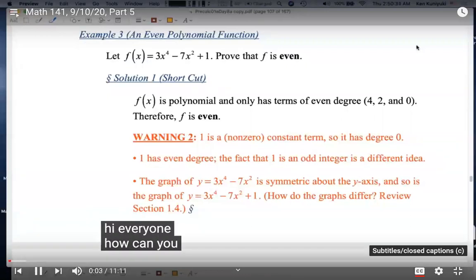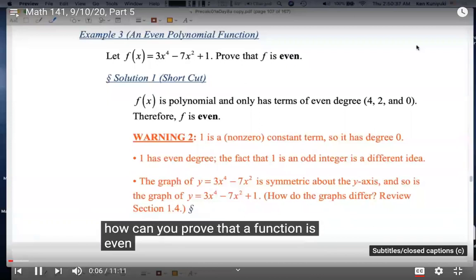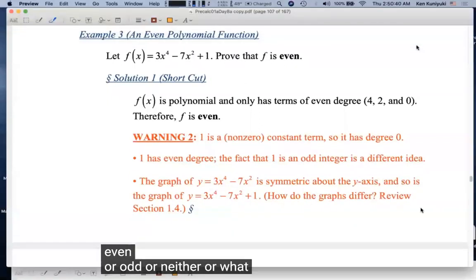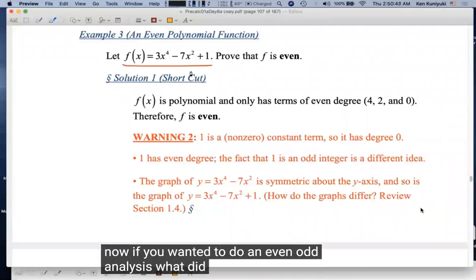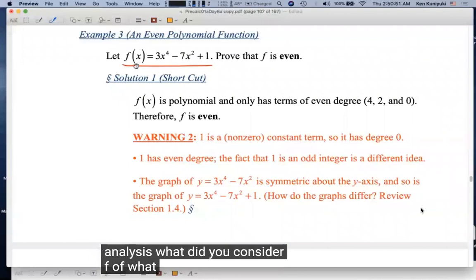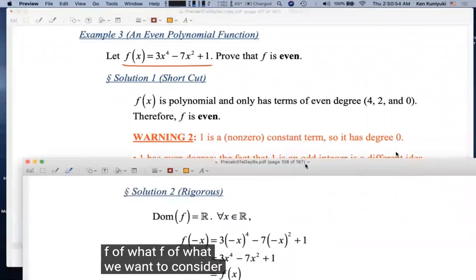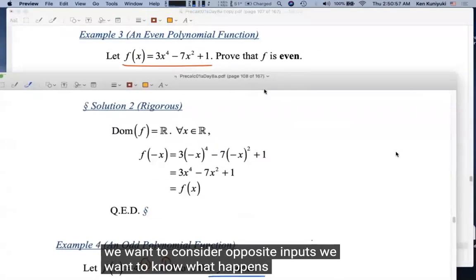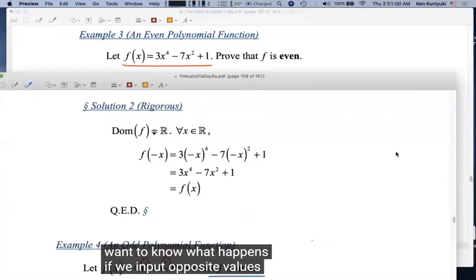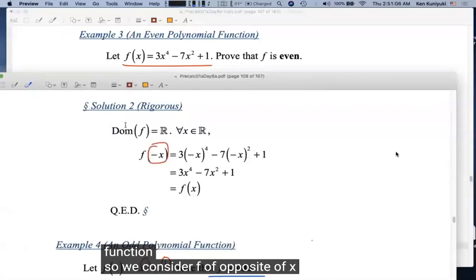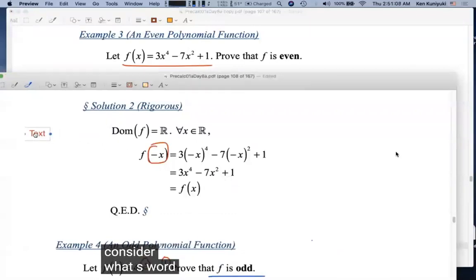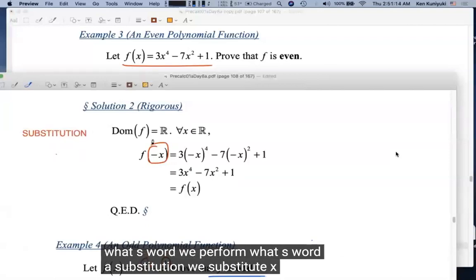Hi, everyone. How can you prove that a function is even, or odd, or neither? Or what if you don't know? Here we have a rule for f of x. Now, if you wanted to do an even-odd analysis, what should you consider? F of what? We want to consider opposite inputs. We want to know what happens if we input opposite values into the function. So we consider f of opposite of x, and we perform a substitution. We substitute x with the opposite of x.